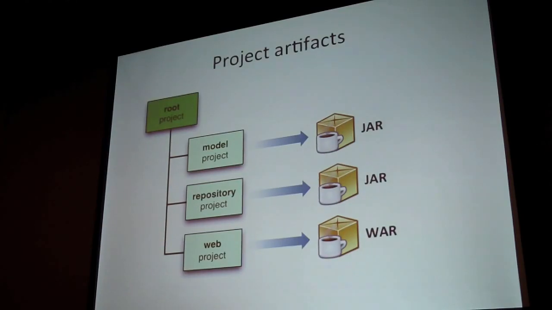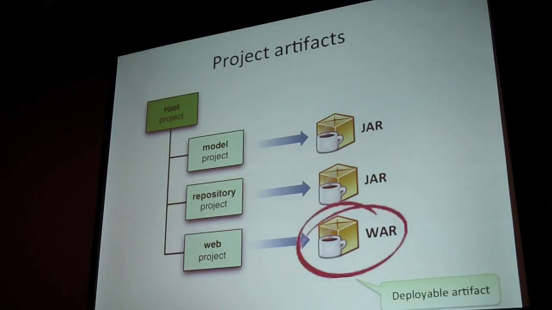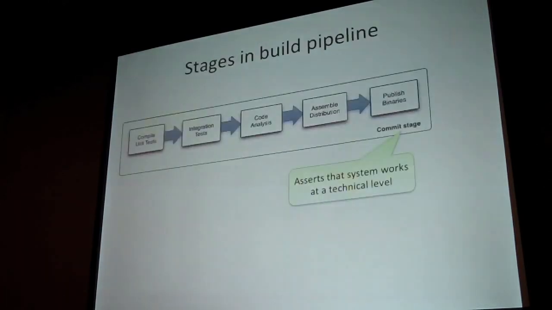So we have multiple artifacts that are produced by our build. The model project creates a Java file and the repository as well. They both apply the Java plugin, so nothing special there. And then the web plugin puts it all together. It includes both Java files, and that's the one we're actually going to deploy to a Tomcat server.